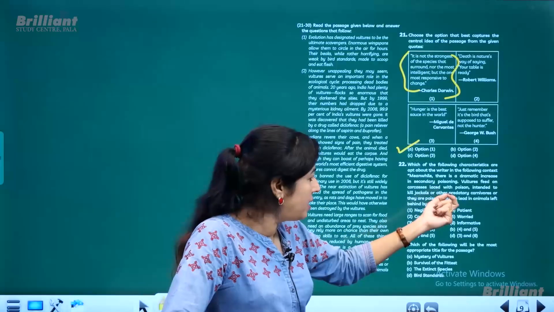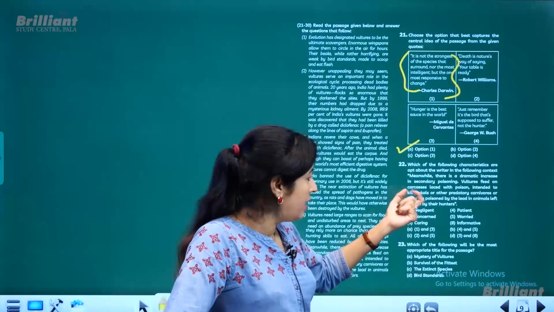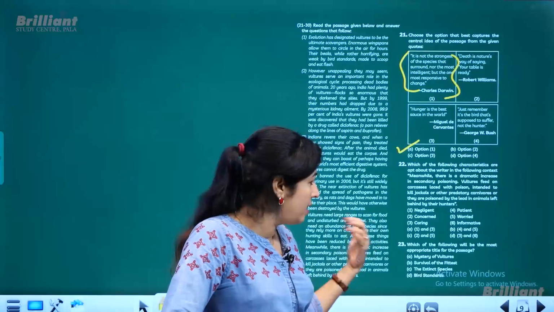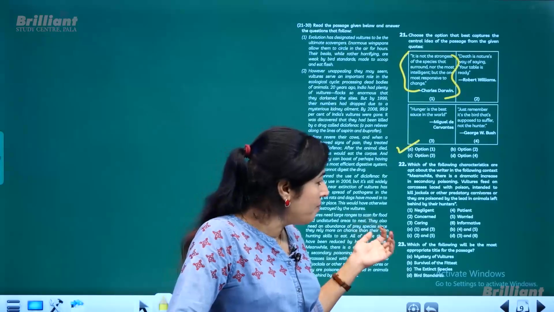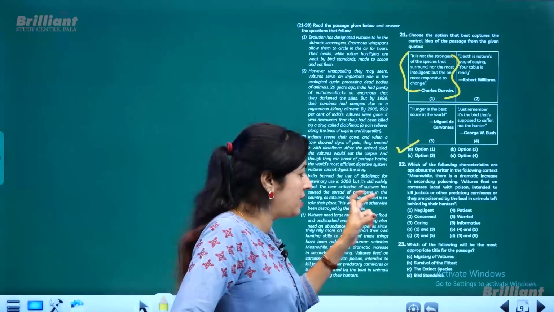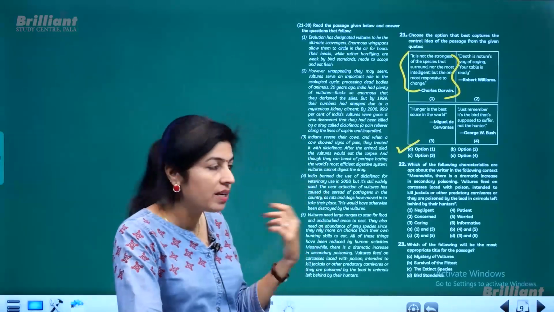Meanwhile, there is a dramatic increase in secondary poisoning. Vultures feed on carcasses or remains laced with poison intended to kill jackals or other predatory carnivores, or they are poisoned by the lead in animals left behind by their hunters. So this particular statement, when you read, a characteristic feature of the speaker is revealed.